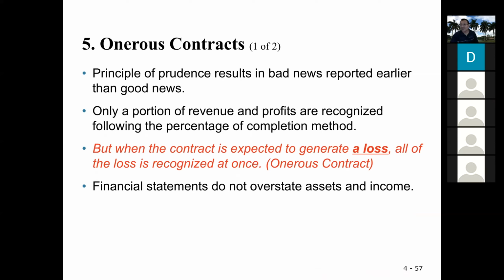So now, at the end of the second year, you realize, guess what? I'm going to lose money. So at this point, you know that this is an unprofitable contract. It's called an onerous contract. Okay. As soon as you realize the contract has turned into an onerous contract, you have to recognize the full amount of loss. Okay.